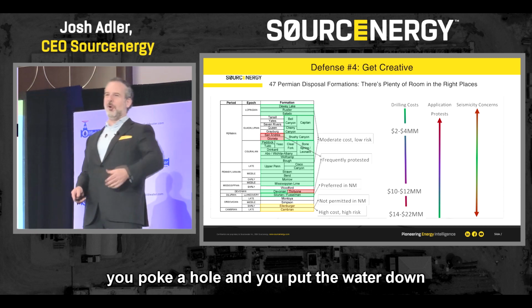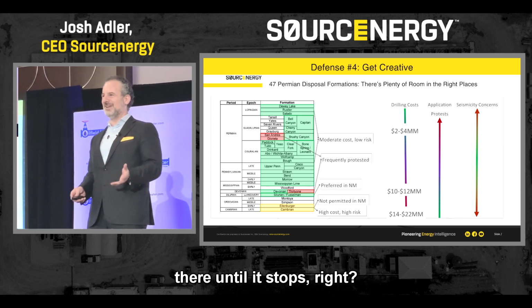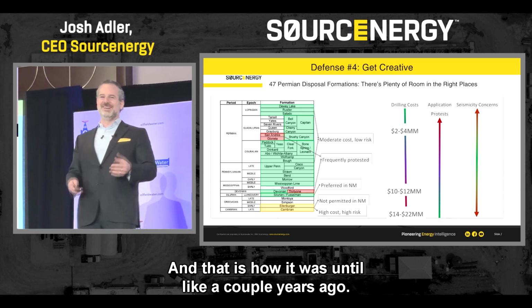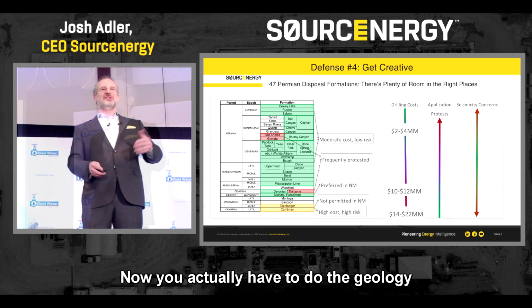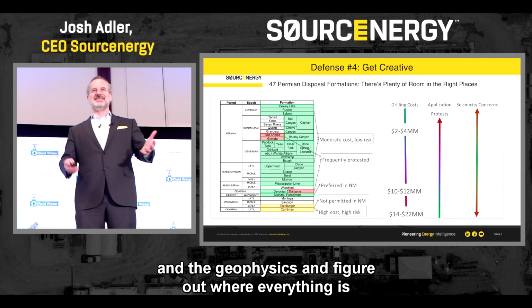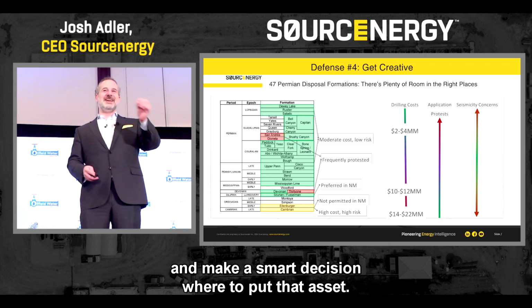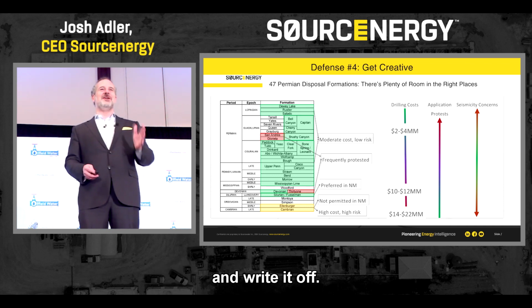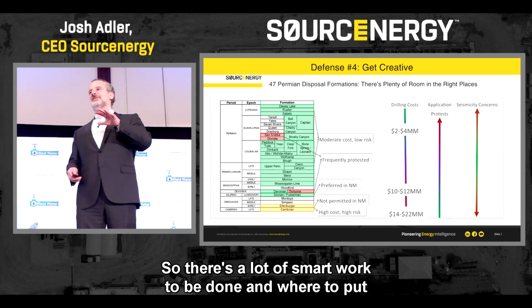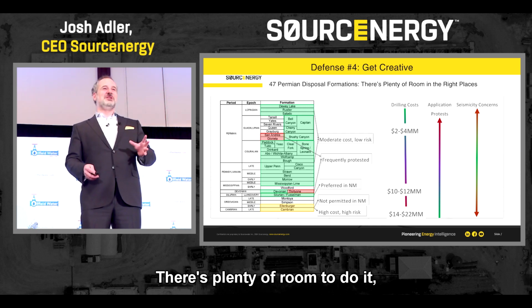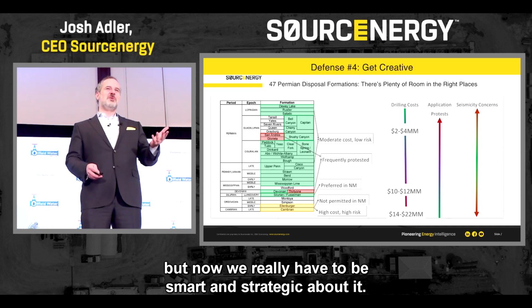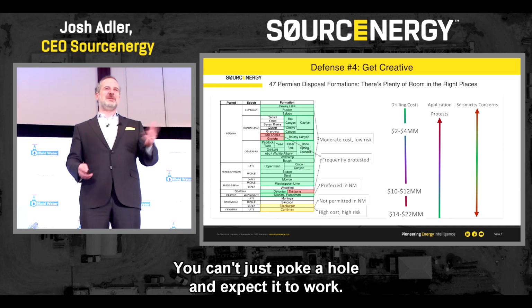get a lease, you poke a hole and you put the water down there until it stops, right? And that is how it was until like a couple of years ago, right? Now you actually have to do the geology and the geophysics and figure out where everything is and make a smart decision where to put that asset, because you don't want it to get shut down a month later and write it off. So there's a lot of smart work to be done in where to put the water in the ground. There's plenty of room to do it, but now we really have to be smart and strategic about it. You can't just poke a hole and expect it to work.